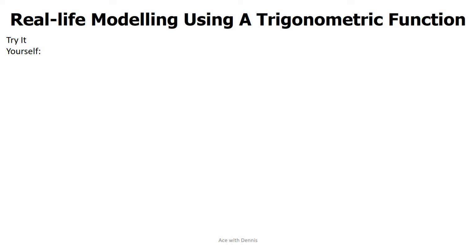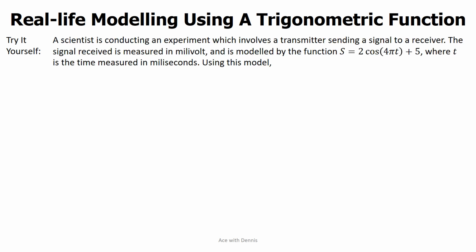Alright, so now you can try yourself here. A scientist is conducting an experiment which involves a transmitter sending a signal to a receiver. The signal received is measured in millivolt and is modeled by the function s equals 2 cosine 4 pi t plus 5, where t is the time measured in milliseconds.